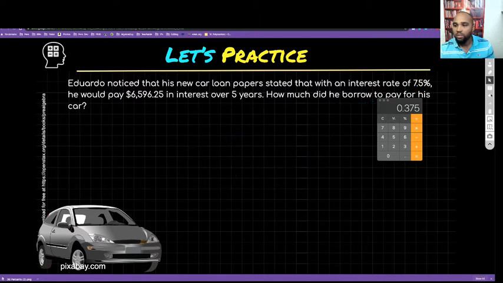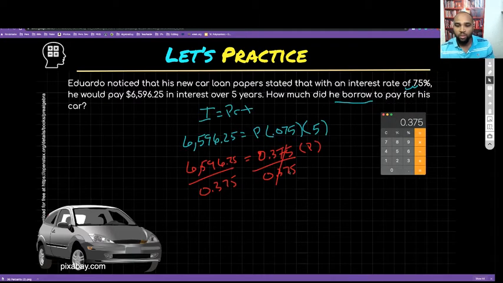And I would say be careful with all these little numbers and whatnot, because it can get kind of tricky. And I need to write more neat, by the way, because a lot of times when you start to get into many layers of a problem, you can make a mistake just because of not being neat. A negative or a decimal sign can be confused. 6596.25 divided by 0.375. And there we go. There's our principal.